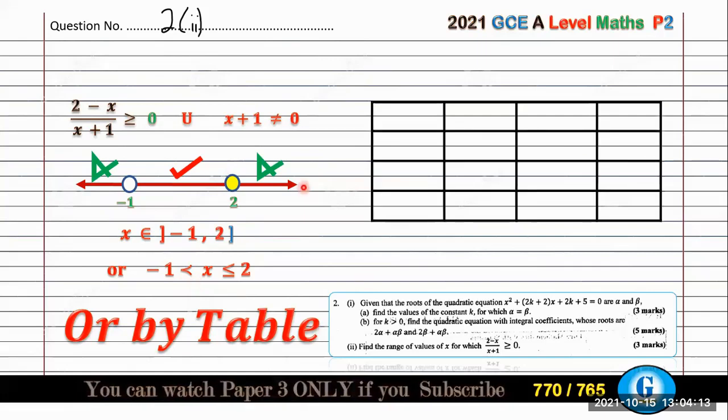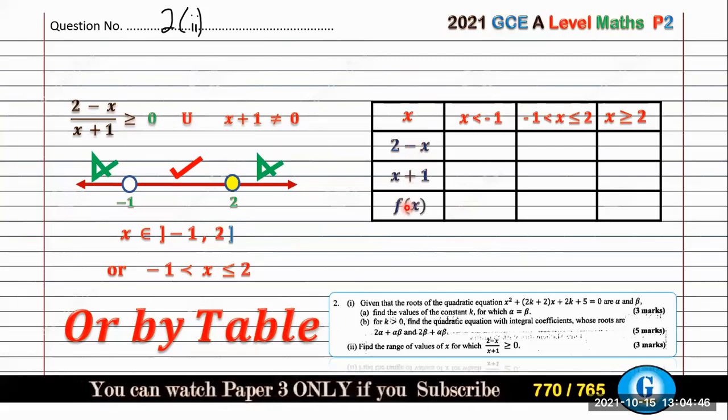So by table, from these boundary solutions, we have this x. We have the region x is less than -1. We have the region x is greater than -1 and less than or equal to 2. And you have the region x is strictly greater than 2. Now, these are functions. The numerator is 2 minus x, and the denominator is x plus 1. So this divided by this is going to give us the function below here, f of x. f of x is equal to numerator divided by denominator, right?